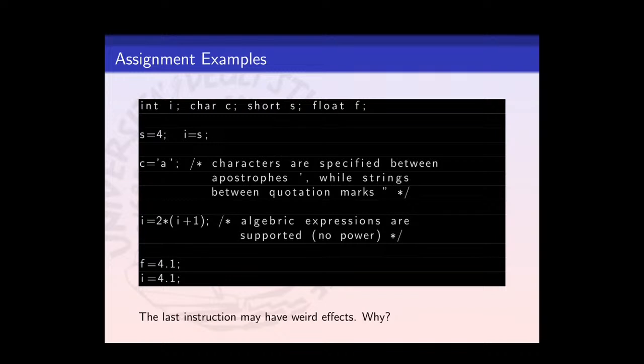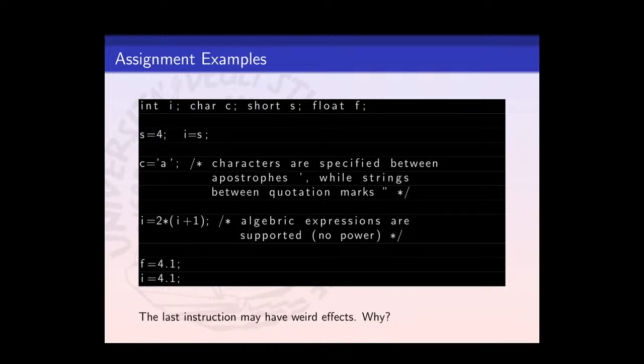Then we have the third assignment, almost in the middle of the slide, in which we are taking a char variable C, and we are assigning to that variable the character A. Now, how can we represent a character in the C programming language? This is done by using the apostrophe.